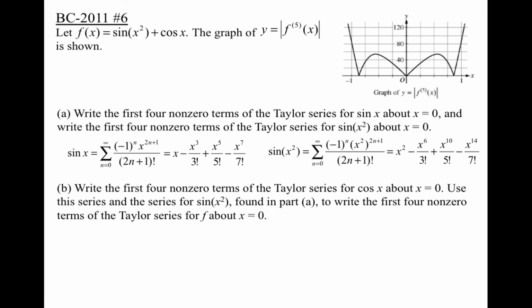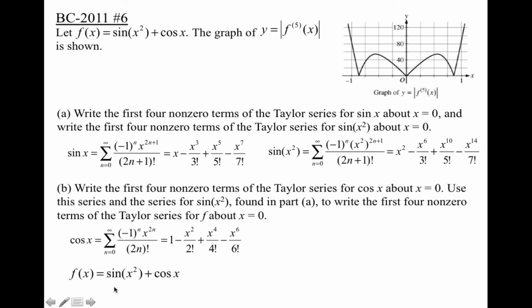For part B, we are going to write the first 4 non-zero terms of the Taylor series for cosine x about x equals 0. And then we're going to use this series and the series for sine x squared found in part A to write the first 4 non-zero terms of the Taylor series of f about x equals 0. So this function. So cosine x we know is represented by the following series. So when I expand it out, I get the first 4 terms. And now I'm going to go ahead and use these 4 terms and these 4 terms. And according to the function of f, I'm going to add them together to get the first 4 non-zero terms of the Taylor series.